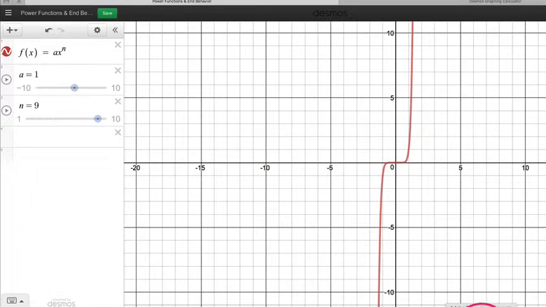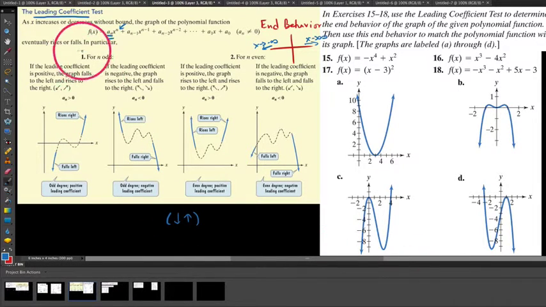So one key fact that we're going to look at here is that if the degree is odd, we have opposite behaviors on the left and the right. If our n, our degree on our function here, is even, we have the same behaviors on left and right.